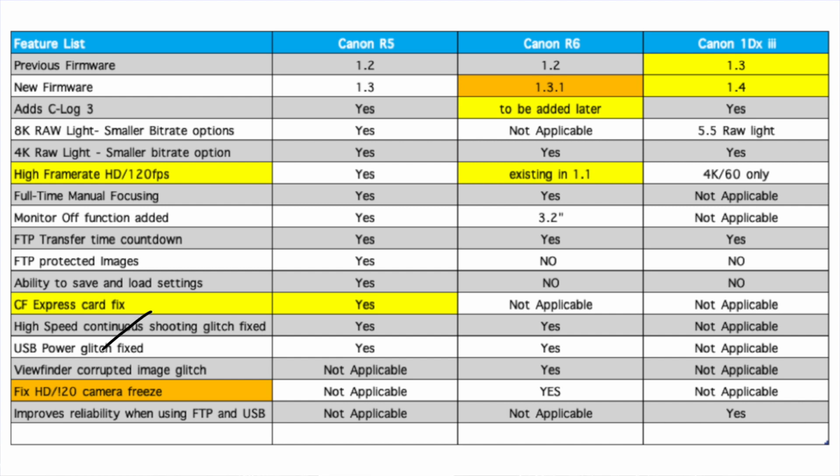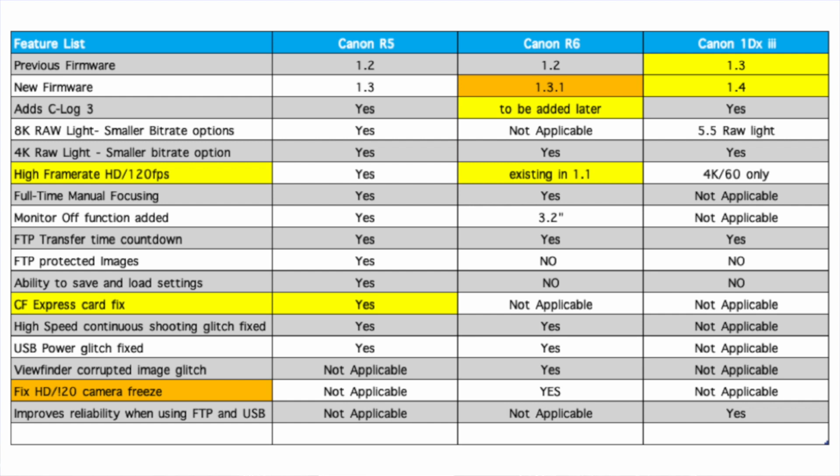The CF Express card fix should hopefully help some of those people that have experienced problems with certain CF cards. This has caused everything from delayed startup on the camera and a general sluggishness. There's also been a high-speed continuous shooting glitch fix. Personally, I've never experienced that problem, but I believe it did show up in some cameras.